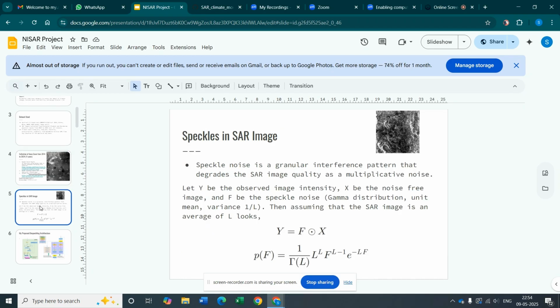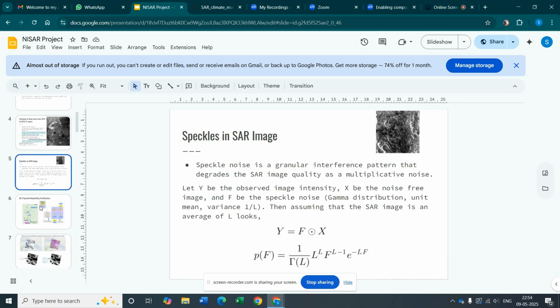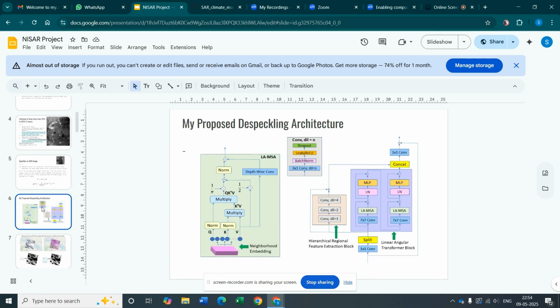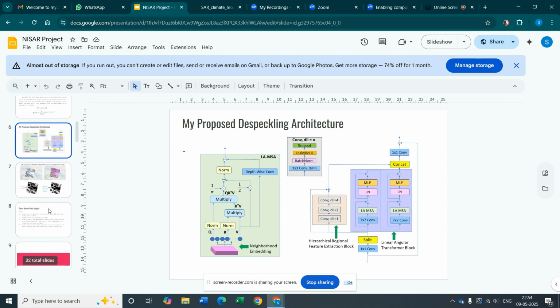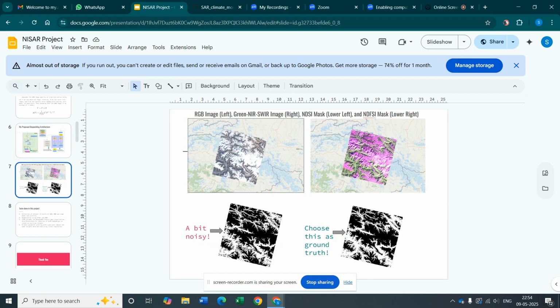SAR images also have inherent speckle noise due to the acquisition process, which is a multiplicative gamma distributed noise. And for removing that multiplicative noise, I initially in this semester trained a despeckling model, and got better accuracy than most of the deep learning models using the linear angular attention transformer in linear time. I submitted that work. And next I show this RGB image.